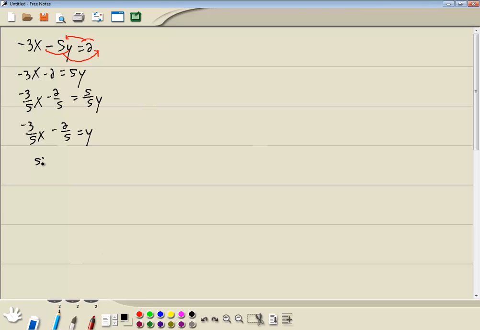So this is in slope-intercept form. Slope-intercept form means you got y by itself. And when you got slope-intercept form, and it's linear, then your slope is whatever number is in front of your x. So my slope is negative 3/5. Now, parallel lines have slopes that are the same. So since we're looking for one parallel to this, and this is negative 3/5, then our parallel will be negative 3/5.